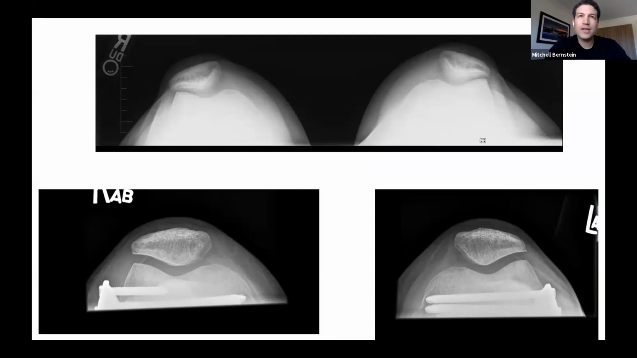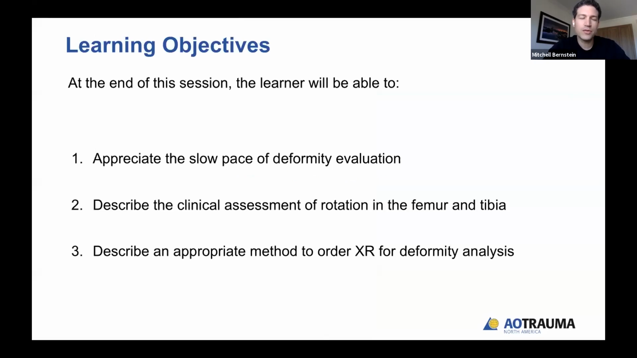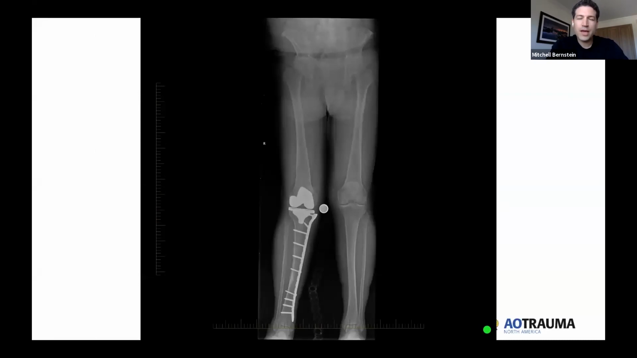A lot of the deformity patients that we treat are very rewarding, but they do require some time to evaluate them in the clinic, which may be a little bit different than what you're used to if you're not seeing a lot of deformity patients. So at the end of this session, you should be able to really appreciate the slower pace of deformity evaluation, describe the clinical assessment of rotation in the femur and tibia, and then we'll go over an appropriate method to order x-rays for deformity analysis.